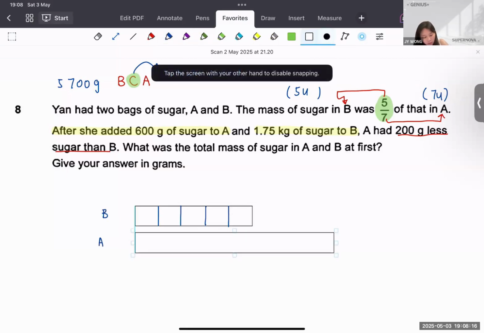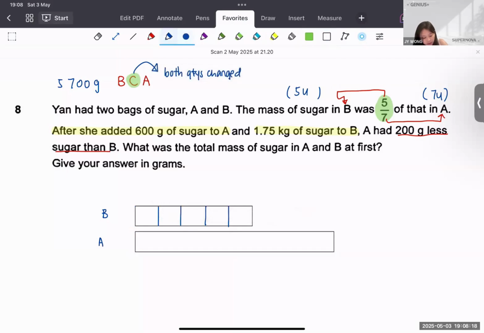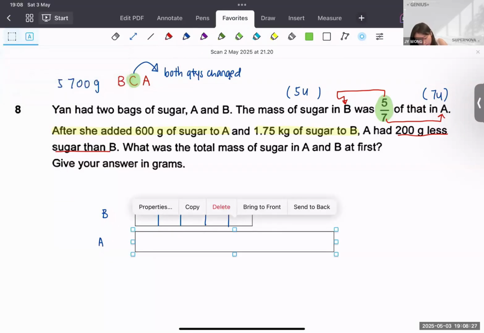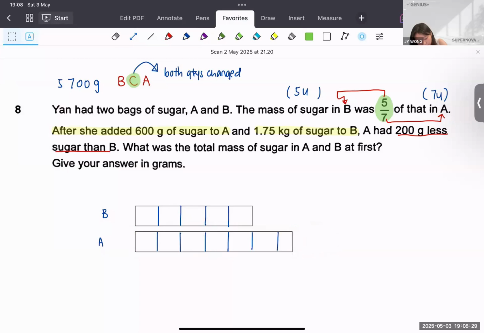So B and A, one is 5 units, one is 7 units. So your A is 7 units. 5, 6, 7. Let me make it shorter. So I can't use ratio method for this, but I can draw model. So once ratio method is not applicable, you just draw model.